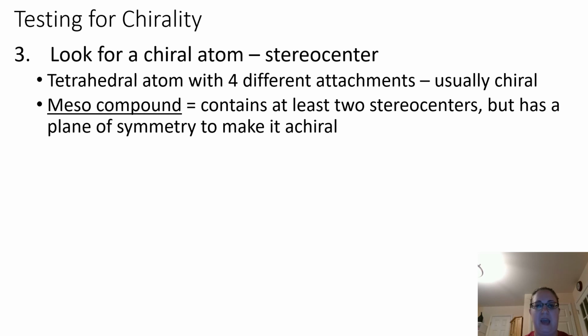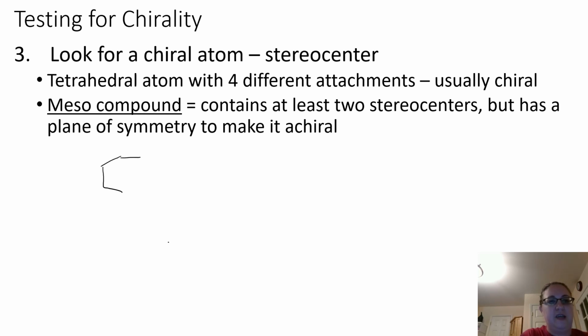They can contain chiral centers, stereocenters, but the molecule as a whole is achiral because it has a plane of symmetry or because it has freedom of rotation around bonds. So these are going to be achiral structures.